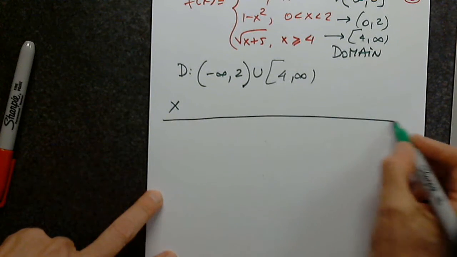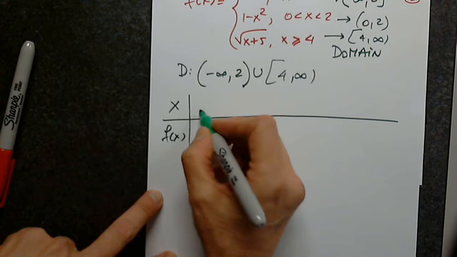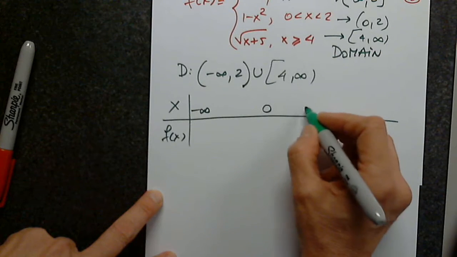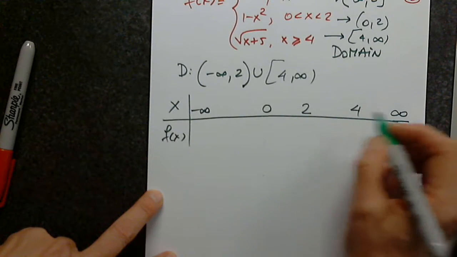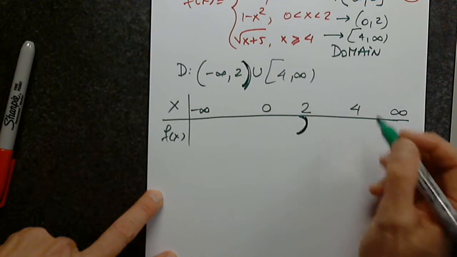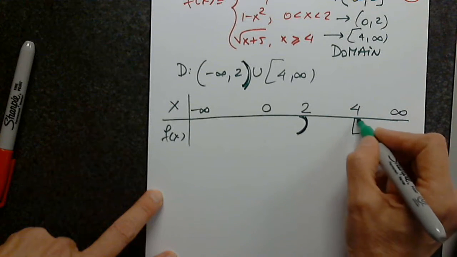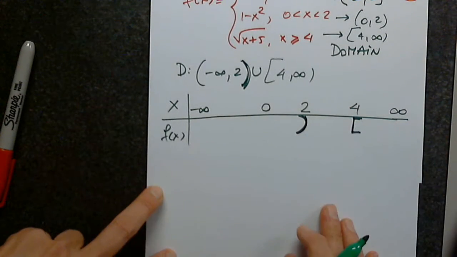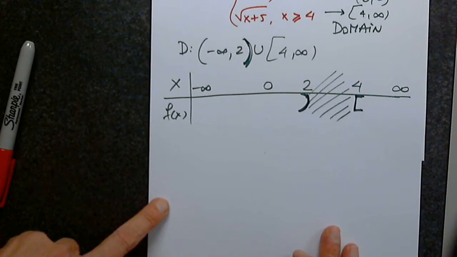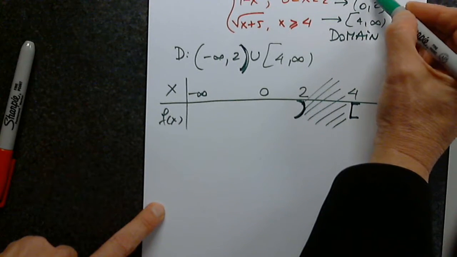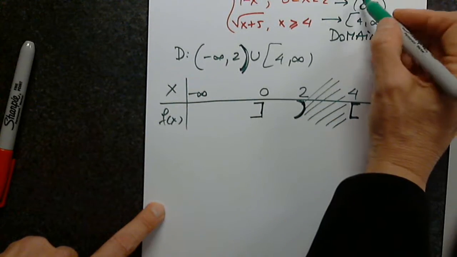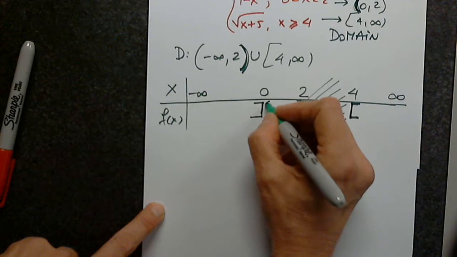So here's my x. Here's my f of x, negative infinity, 0, 2, 4, infinity. I have to have 0 in the chart no matter what. An open parenthesis right under 2, a closed bracket right under 4, nothing in between 2 and 4, a bracket facing left under 0, and a parenthesis facing right, also under 0, touching.